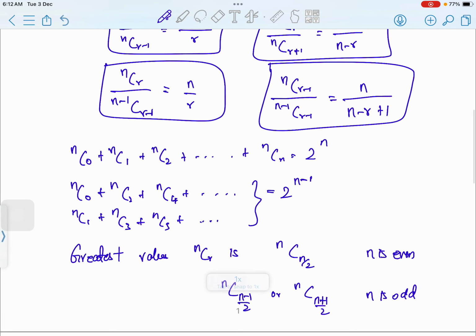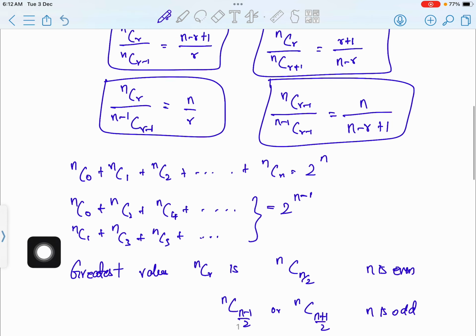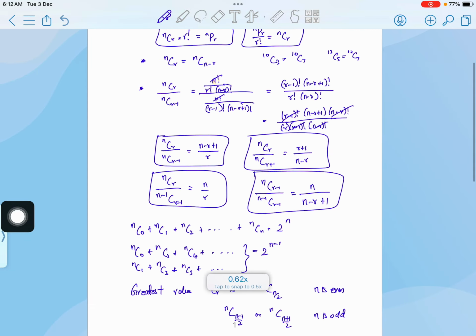I think these were the formulas. Okay, enough, I think so. So these are the formulas.